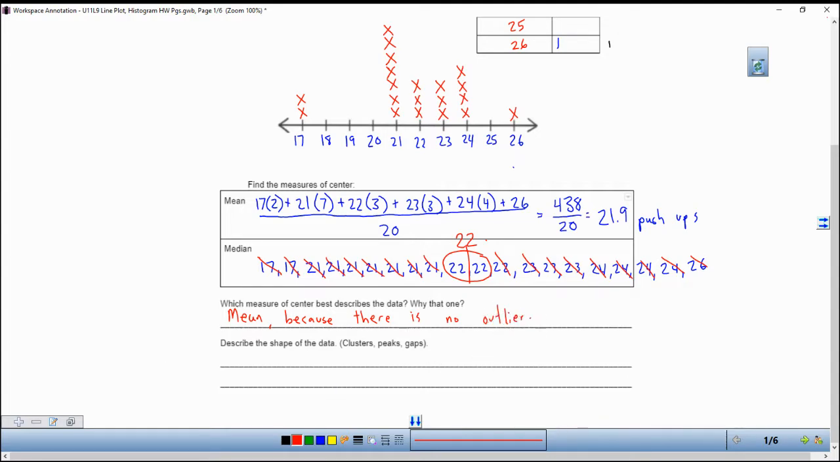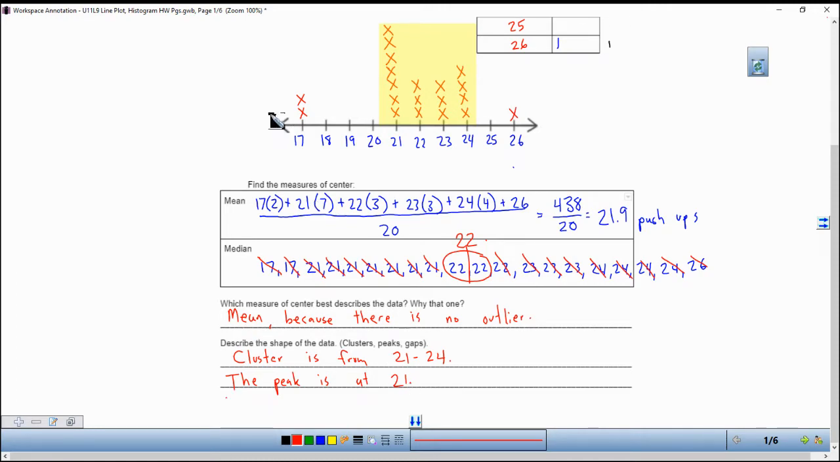All right, let's describe the shape of the data, the cluster. So to me, there's a cluster right here. That's a cluster of the data. That's where there's a lot of data in a small space. The cluster is from 21 to 24. That's the cluster. The peak, which is the highest point of the data, is at what data point? Looks like 21 had the highest number of data. Is that 21?